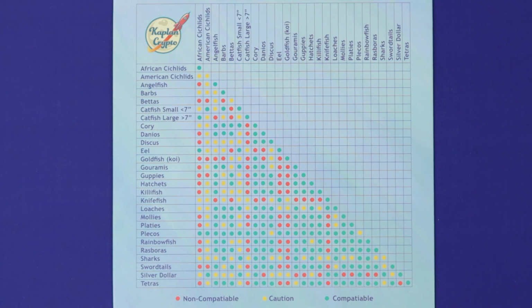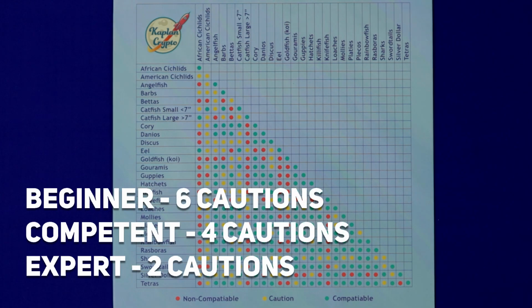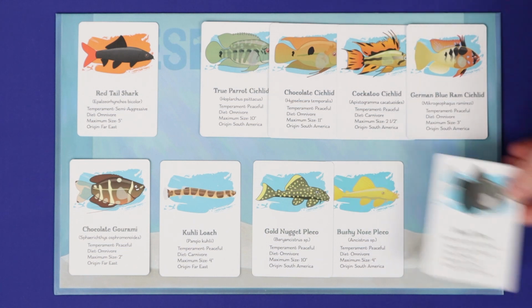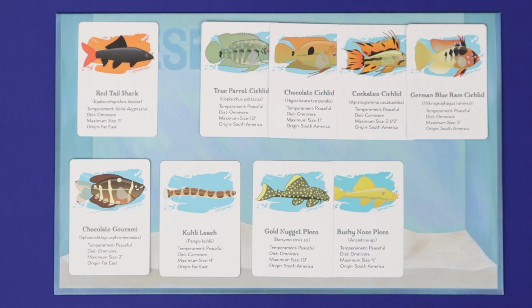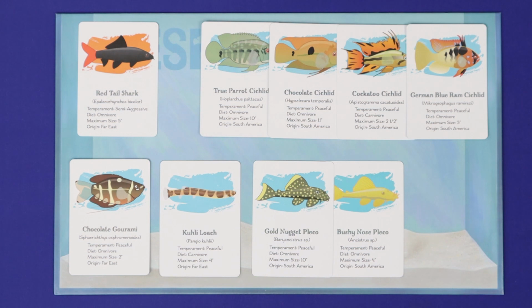The maximum number of cautions you can keep depends on the difficulty of the game you're playing. In the beginner's game, the maximum is 6. In the competent game, the maximum is 4. And at expert level, the maximum is 2. In this case, if we were playing the beginner's game, the player would discard the black tetra to get down to 4 caution pairs. Keeping multiple fish of the same species together is a good way of reducing your overall cautions.